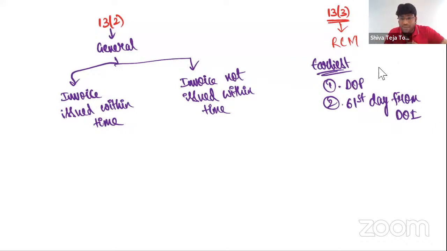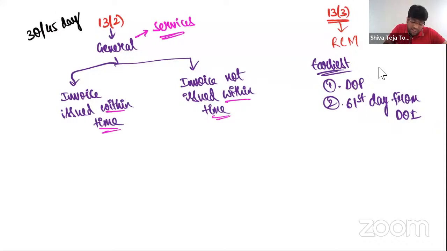So wonderful. What I was talking about, my dear friends, is section 13, subsection 2, which is the general rule with respect to services. 12.2 is the general rule with respect to goods, but 13.2 is the general rule with respect to services, which clearly says that in case the invoice is issued within time — what is within time? In general, the time limit is 30 days. But in case of banks and NBFCs, it is 45 days.